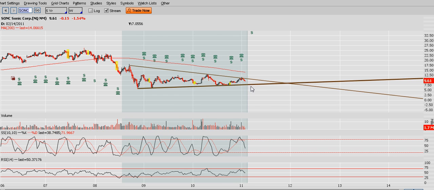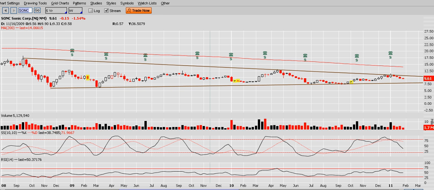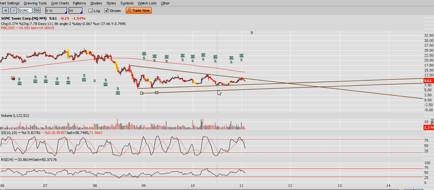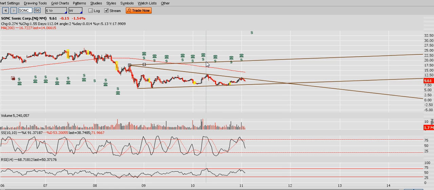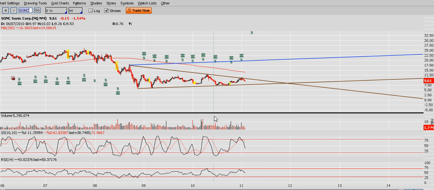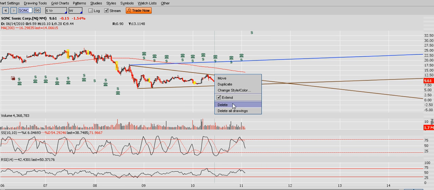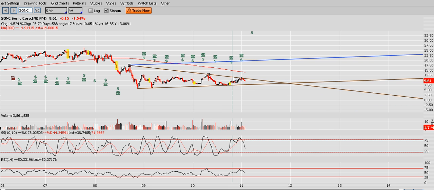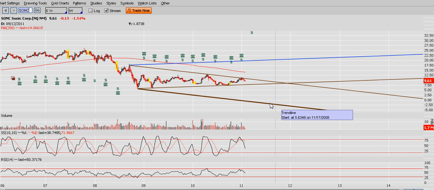We see a symmetrical triangle in the long term, and since symmetrical triangles are indeed neutral, we have to project price targets from both sides. So we're going to take our duplicating tool, project the lower trend line. I'll change that color to a nice blue, and we'll take the upper trend line, project it from the bottom, and we find both of our price targets.